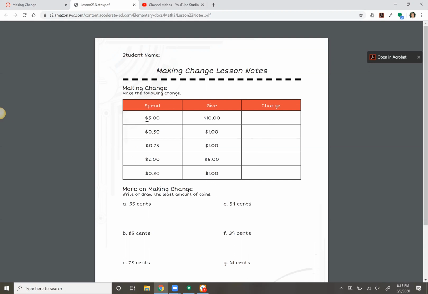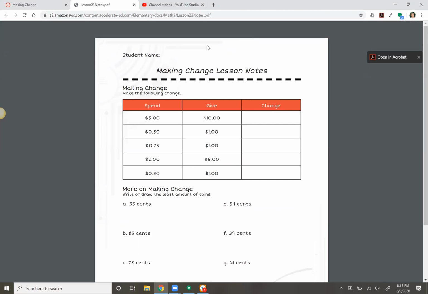So again, we're just going to do simple subtraction. You just have to think about it as, for example, that 5 minus 1 is the same as $5 minus $1. We just have the extra terminology. So we are spending $5 and giving the cashier $10. How much change do we have left? This is super, super simple.